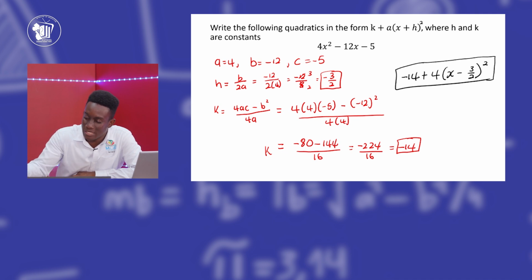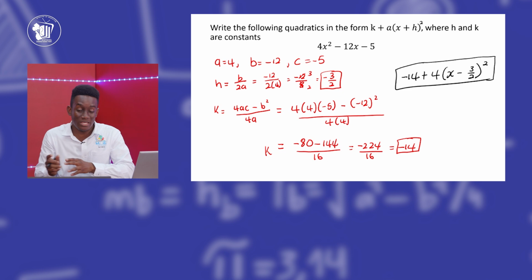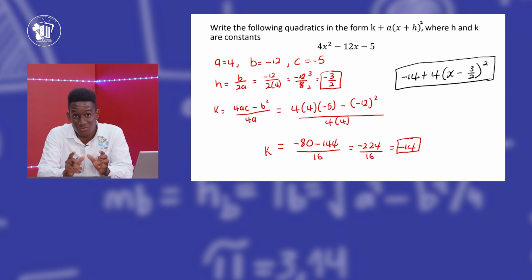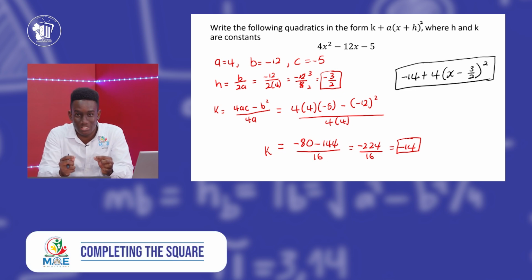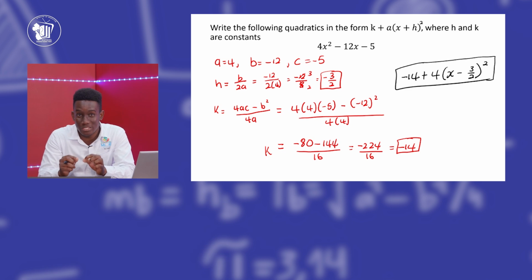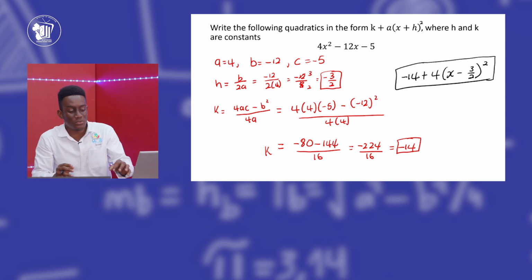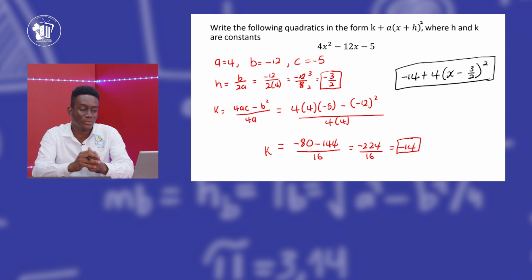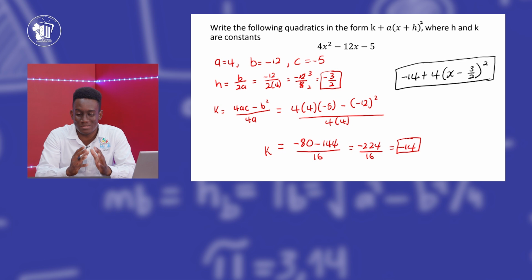We follow the same steps in which we identify a, b, and c. And then we use those values for a, b, and c to find h and k. And then we substitute those values that we found into the form that we want to write the expression in. So the key thing here is identify a, b, and c and then use the formula. So you must remember the formula before you can use this method.